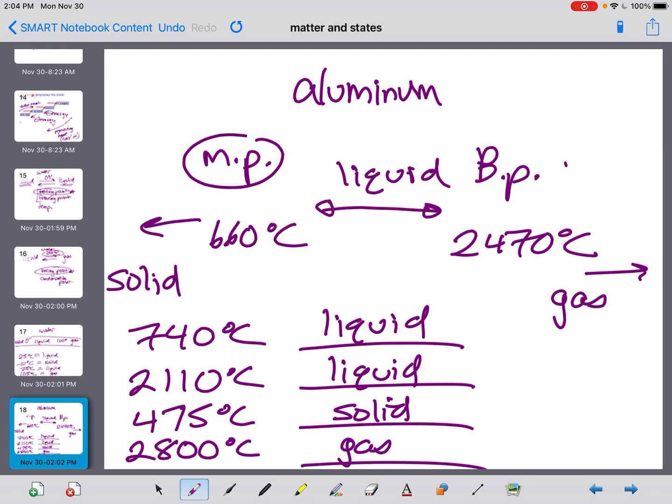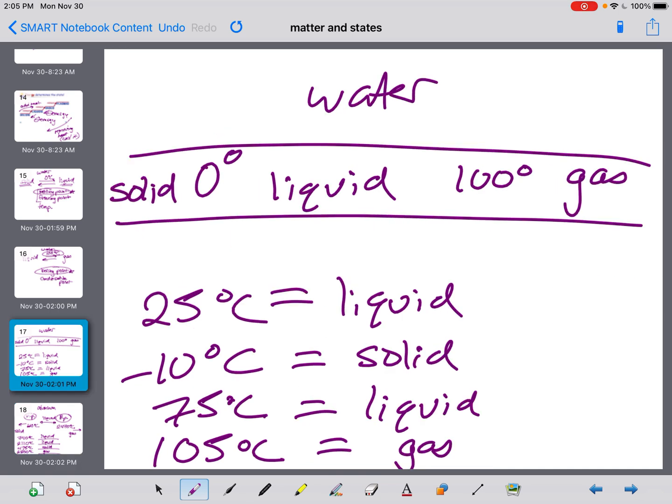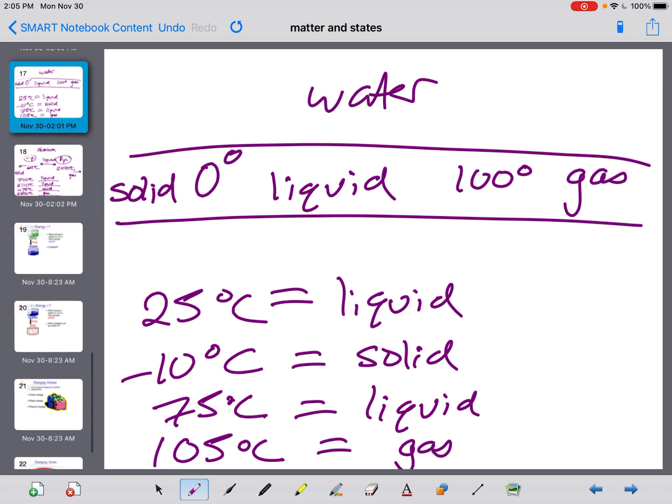So melting and boiling points are called physical properties. These are aluminum's physical properties. And then of course water has its own unique numbers. Every type of matter has its own unique values.